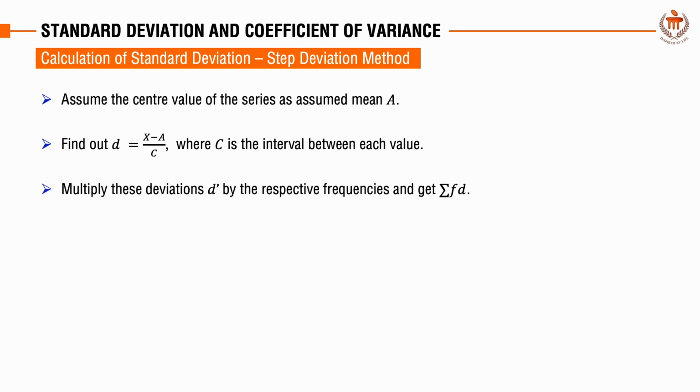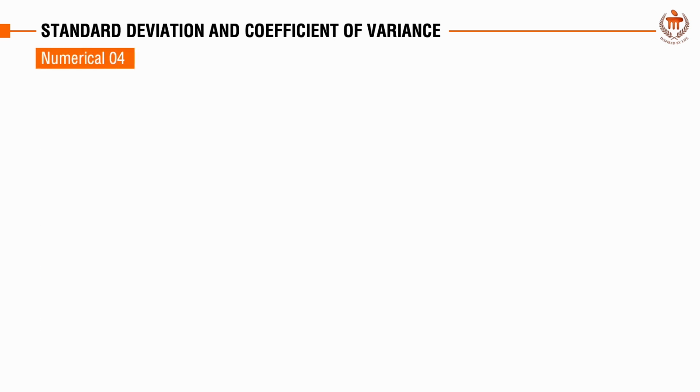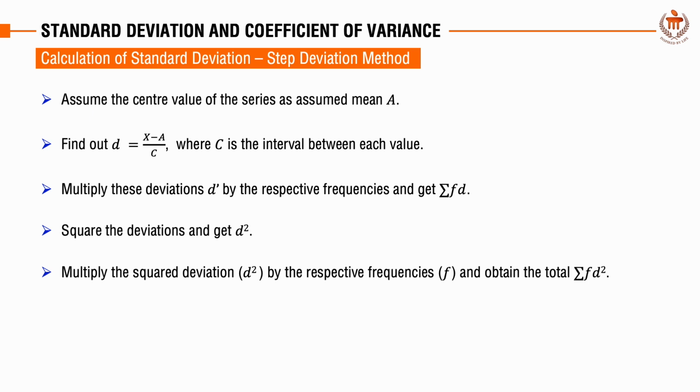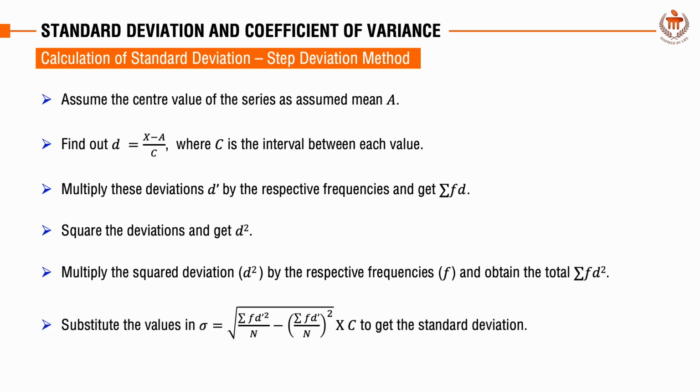And then what we do, we need to multiply the d value we got with the frequency, and then we take the sum of that frequency into d, which we call summation of fd. Then we did the square of the deviation to get d square, and then we multiplied that square deviation by the respective frequency, and we did the total as summation of fd square. Then we substitute everything in this formula, where the formula is square root of summation of fd square by n minus summation of fd by n whole square, into C, to get the standard deviation.